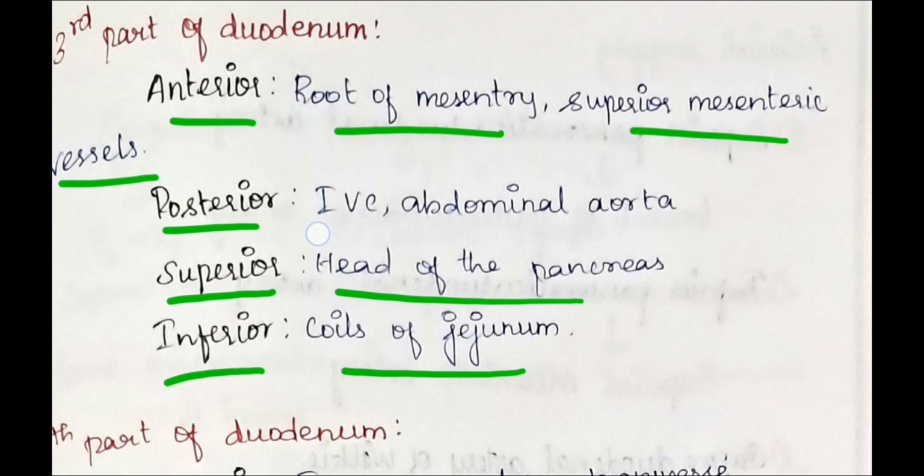Coming to the posterior, IVC and abdominal aorta. These are the two major vessels presented behind the third part of the duodenum. So in the third part, superiorly we have the head of the pancreas, inferiorly we have coils of jejunum, anteriorly we have the root of mesentery. Or otherwise, just remember that the superior mesenteric vessels will be presented anteriorly. And posteriorly we have two main vessels, that is IVC, inferior vena cava, and abdominal aorta.